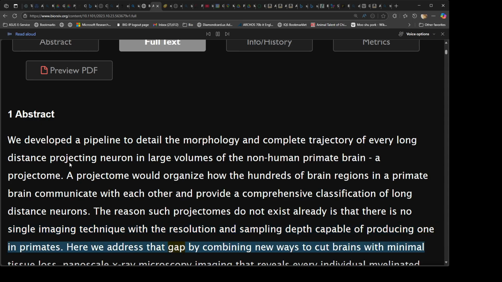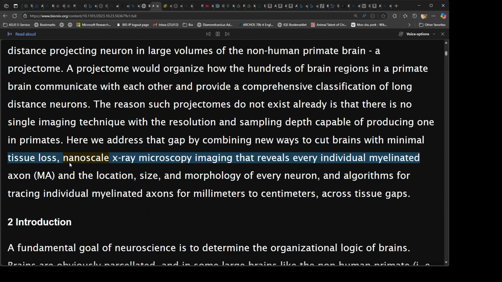Here we address that gap by combining new ways to cut brains with minimal tissue loss, nanoscale X-ray microscopy imaging that reveals every individual myelinated axon, MA, and the location, size, and morphology of every neuron, and algorithms for tracing individual myelinated axons for millimeters to centimeters across tissue gaps.